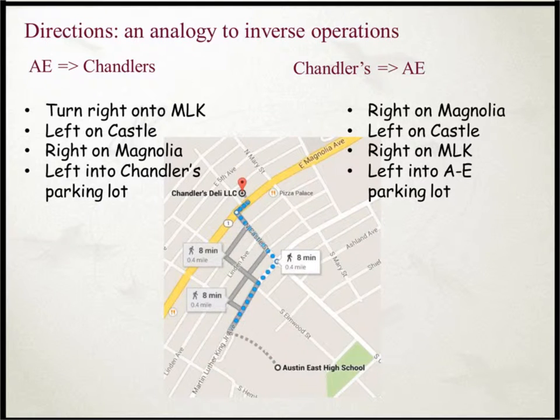This is just an example of inverse in the context of directions. Let's say I start off at Austin East High School and I got to turn right onto MLK because I need to go get a gut bomb at Chandler's, and then let's say I turn left on Castle and right on Magnolia and then left into Chandler's Deli. The inverse function of that is all opposite turns. So every right turn turns into a left turn and vice versa. And you're going in the reverse order, which is exactly what an inverse function does.